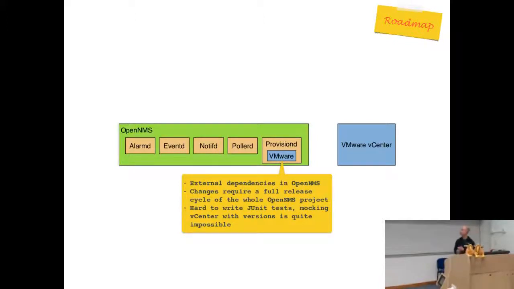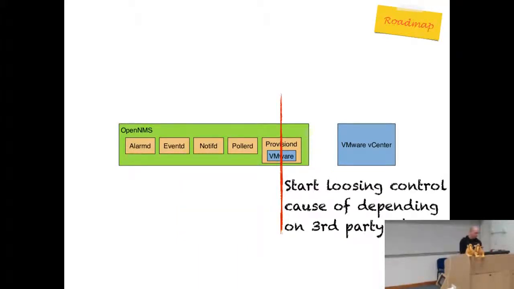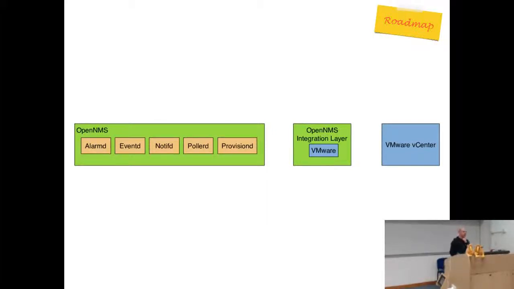It looks a little bit like this. Currently, we have Provisiond and the VMware integration running. So Provisiond has all these external dependencies on VI Java and the Sublime library. And so every change you want to make, you have to wait a complete release cycle from OpenNMS. You have to build the whole thing, and you have to release it also. And it's also quite hard to write unit tests against this kind of integration because it's pretty hard to mock a system behind a third-party library. It's really tricky, and even more so if you have different version numbers running on different systems and in different setups. So this is the part where we have a little bit less control over the implementation. And what we do with the integration server is move out the dirty parts into a really thin integration layer where you just map one model to another.